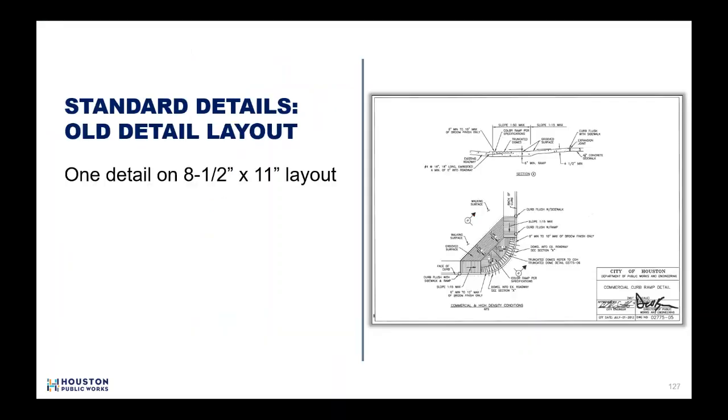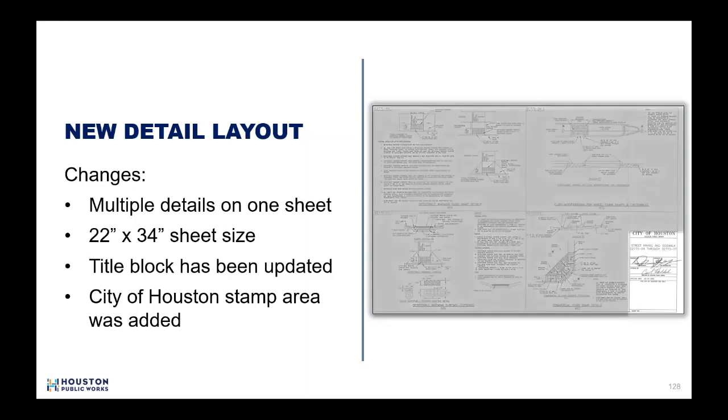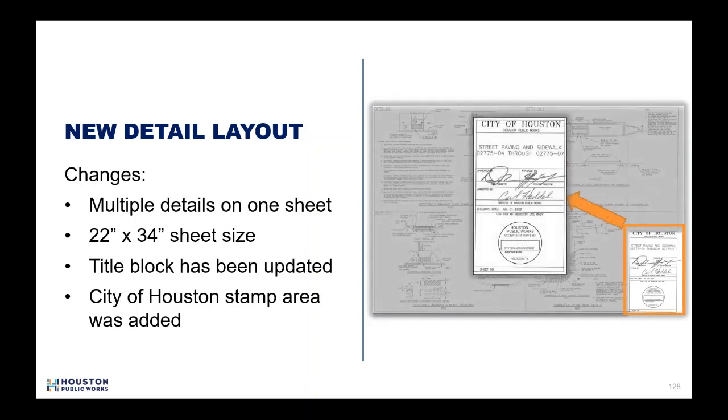Shown on the right is an example of the old detail layout, which shows one detail per 8.5-inch by 11-inch sheet. There are some drawings still available on the website in this format that were not part of this review cycle. Those drawings will be revised in future review cycles. The new detail layout has several details drawn on a single 22-inch by 34-inch sheet. We have also updated the title block to include an area for the City of Houston stamp.